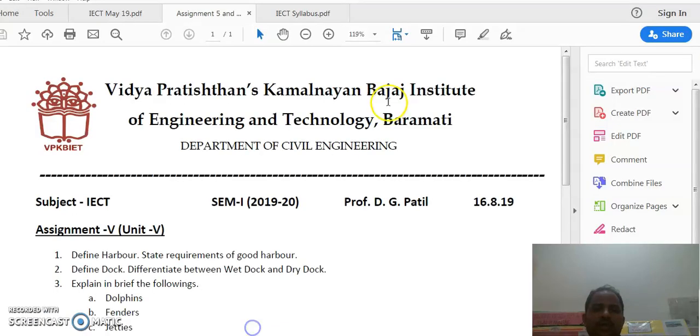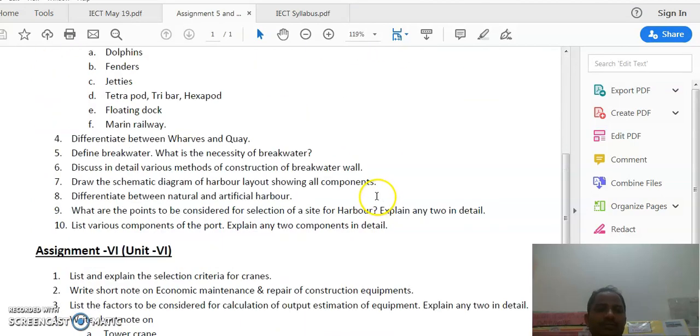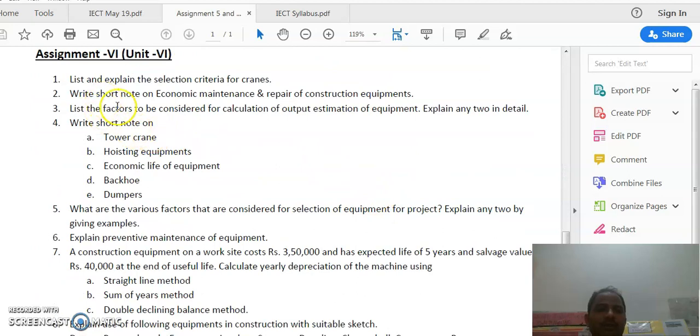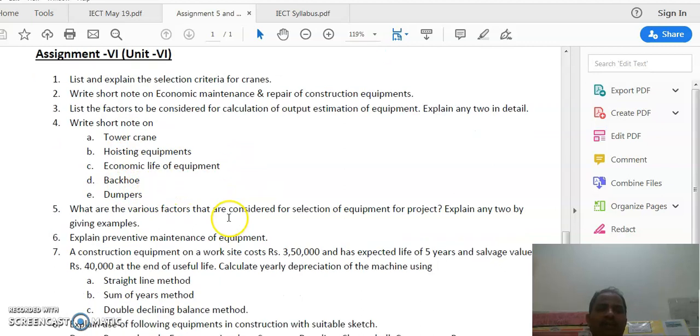Then you can see the assignment based on unit number 5 and 6. Based on unit number 6, that is construction equipments: list and explain selection criteria for the cranes. Write a short note on economic maintenance and repair of construction equipments. List the factors to be considered for calculation of output. Estimation of equipment, explain any two in detail. Write a short note on tower crane, hoisting equipment, economic life of equipment, backhoe, dumpers.